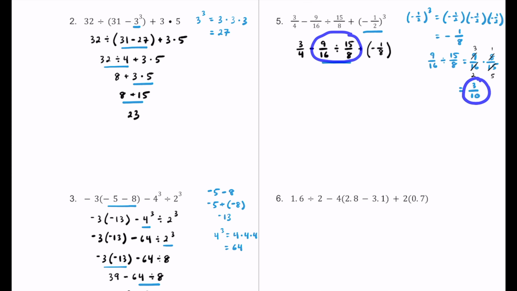That's equal to 3/10. Okay, so let's go back and substitute that in. So we have 3/4 take away, and we found out this is equal to 3/10. We're going to write 3/10 plus this negative 1/8.